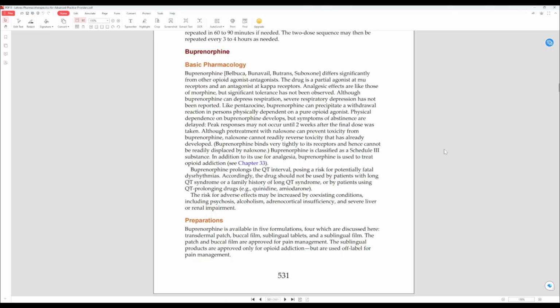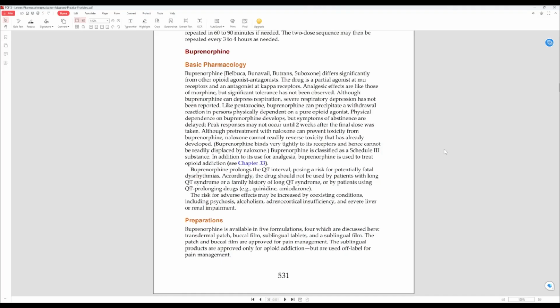Buprenorphine, also known as Suboxone, differs significantly from other opioid agonist-antagonists. The drug is a partial agonist at mu receptors and an antagonist at kappa receptors. Analgesic effects are like those of morphine, but significant tolerance has not been observed. Although Suboxone can depress respirations, severe respiratory depression has not been reported. So similar to Talvin, Suboxone can precipitate a withdrawal reaction in persons physically dependent on a pure opioid agonist.